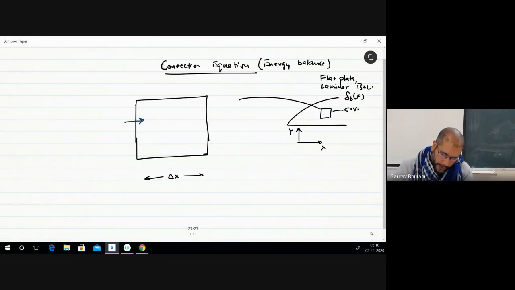So this we'll call kinetic energy that is being brought in by the fluid that is flowing into this phase of the control volume. And then this fluid flowing into this phase is also bringing in some enthalpy. If you remember from your thermodynamics, we used to talk about the enthalpy that the fluid is bringing.